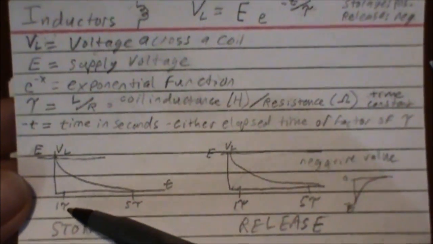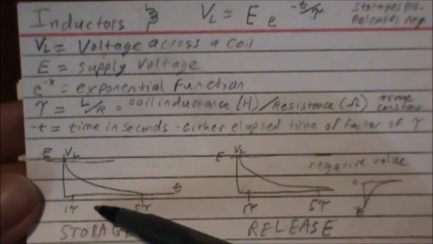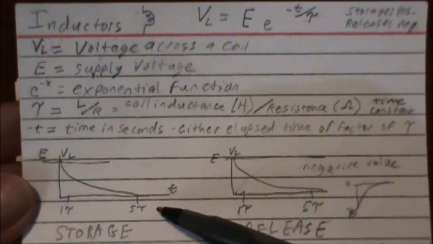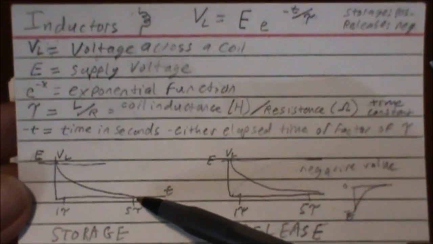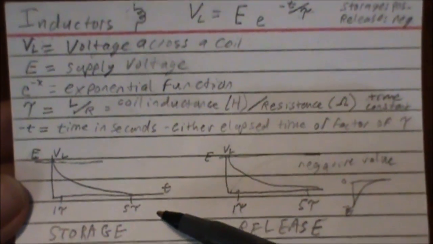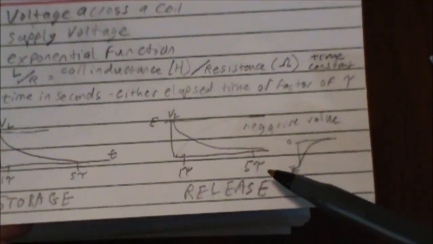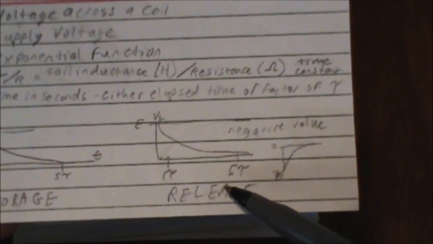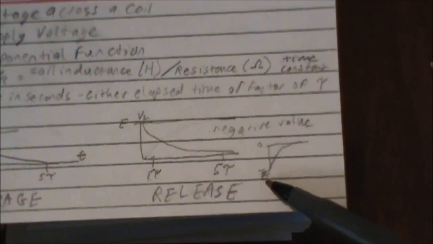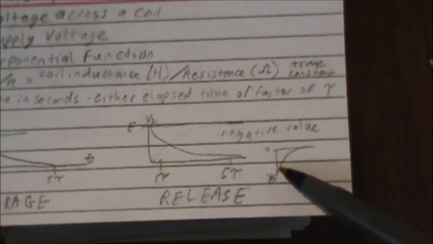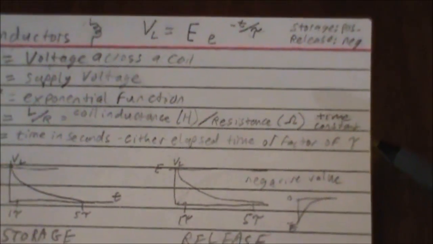There's 1 tau, one time factor. Imagine 2, 3, 4, and after 5 tau, or 5 time factors, you're not going to have a significant amount of voltage across the inductor. Just like when it releases, it took me a while to get this, but it is a negative value in that the voltage actually goes back up.